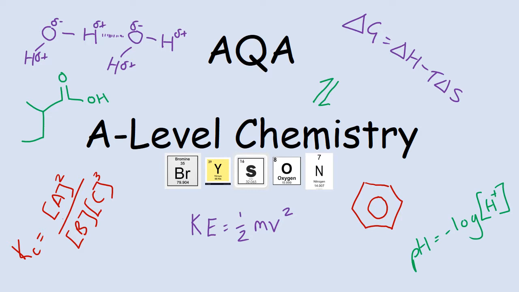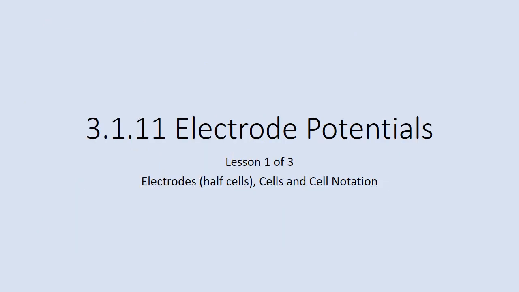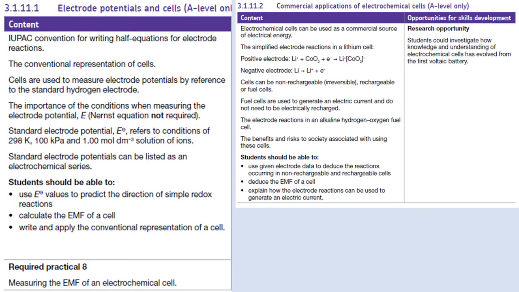This is an AQA A-level chemistry video, and it will focus on Spec point 3.1.11, which is an A2 physical chemistry. It's lesson 1 in a series of 3, and we're going to introduce the term half cell or electrodes, and we're going to look at cells and cell notation. The specification for this topic is fairly large. There's quite a lot going on. This will all be covered in a series of 3 lessons.